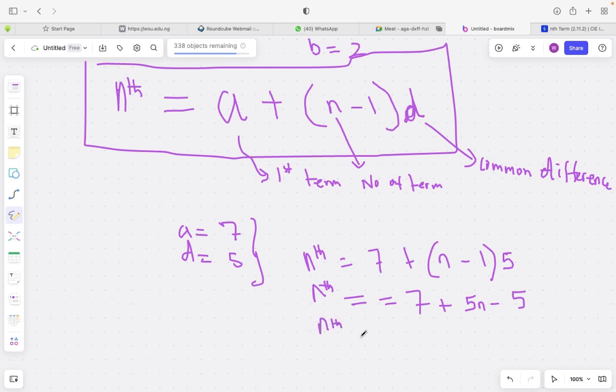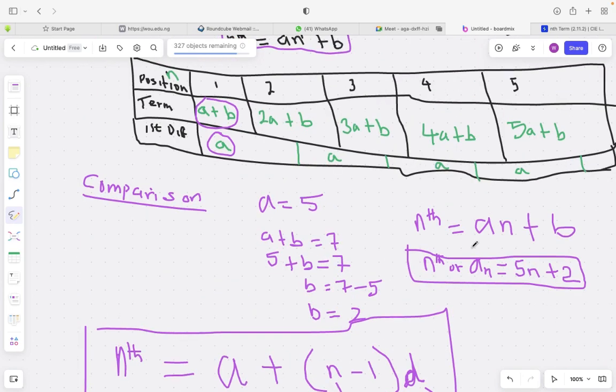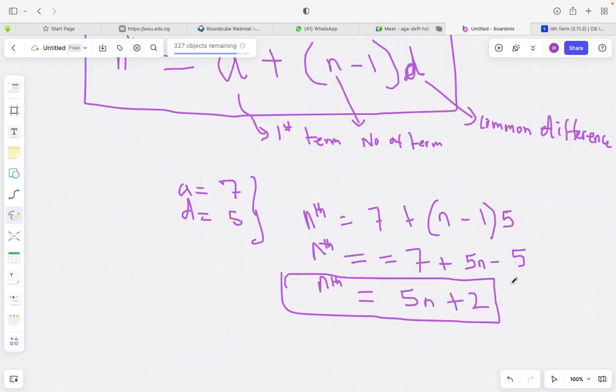So the nth term will now be equal to 5n. Then 7 minus 5 will be 2, so we write plus 2, which is the same as what we got when we used the table. I think the formula is pretty easy. We got 5n plus 2 with the table, and we got 5n plus 2 with the formula. So you can do either of them.